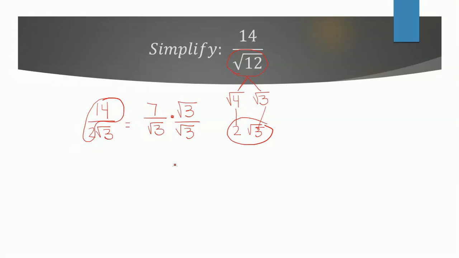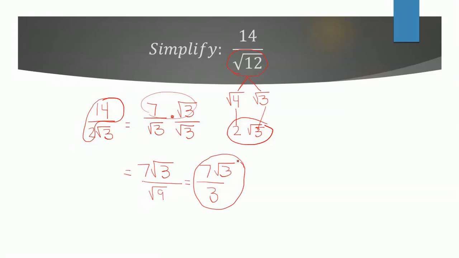Like that. Okay? Let's multiply this. 7 times the square root of 3, well, that's just 7 times the square root of 3. The square root of 3 times the square root of 3 is the square root of 9. Remember, the square root of 9 is just 3. And I have finished my problem because I don't have a square root on the bottom and no other things simplify.